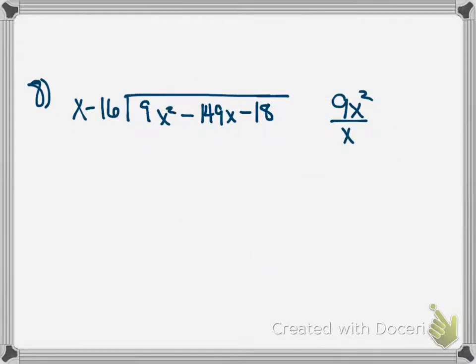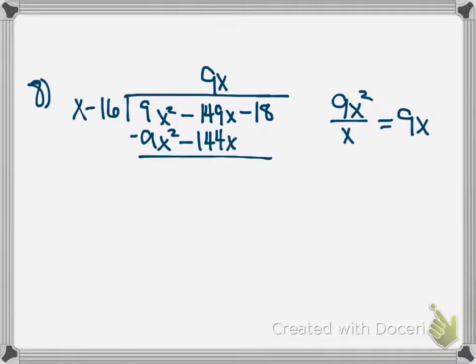Number 8, same problem, doing the same thing. 9x squared minus 149x minus 18. You get the same idea. 9x times x is 9x squared. 9x times negative 16 is negative 144. Change the signs. And then subtract or combine like terms.